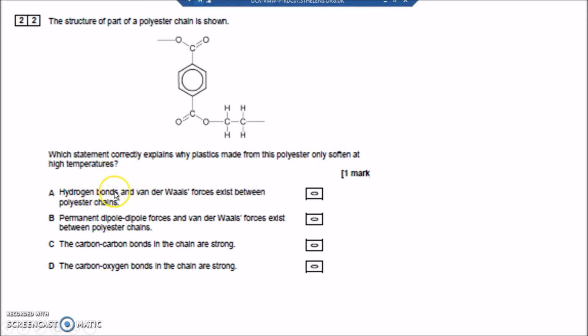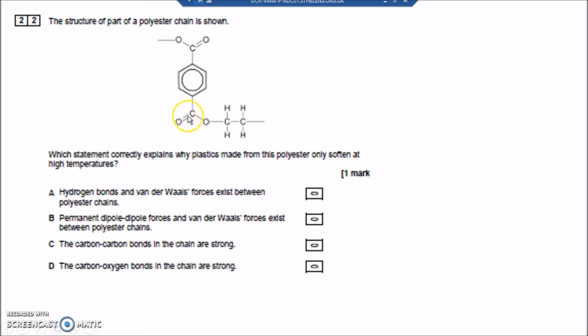Hydrogen bonds and van der Waals are intermolecular forces that exist between polyester chains. For a hydrogen bond, I need an oxygen, a nitrogen or a fluorine bonded to a hydrogen. I haven't got that, so I haven't got any intermolecular hydrogen bonds. Permanent dipole-dipole forces and van der Waals forces exist between polyester chains.